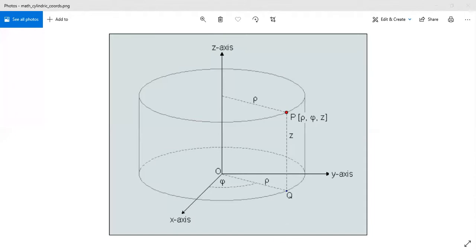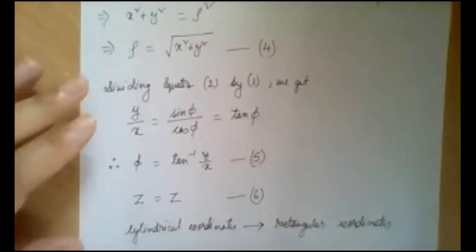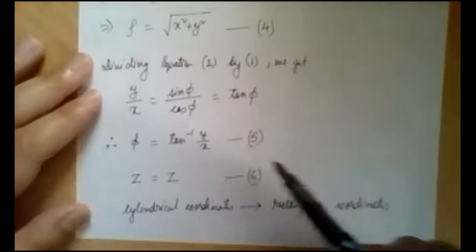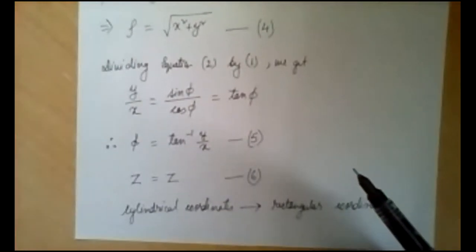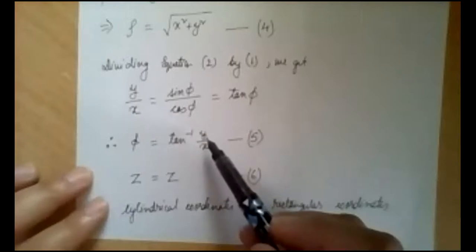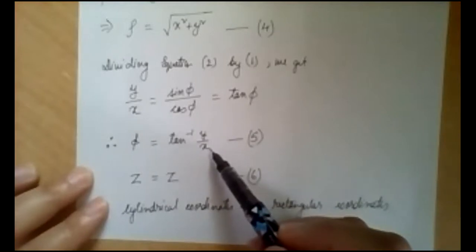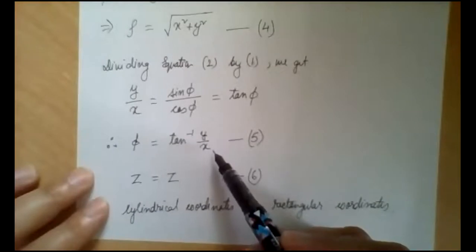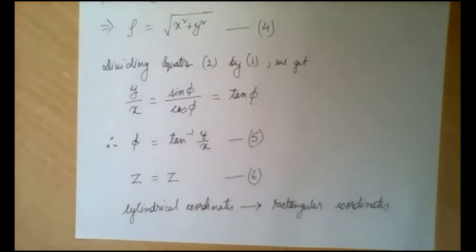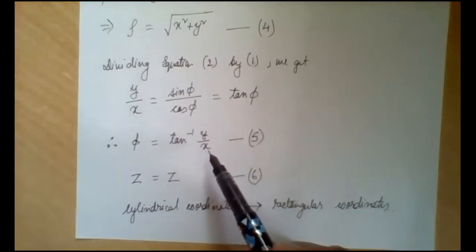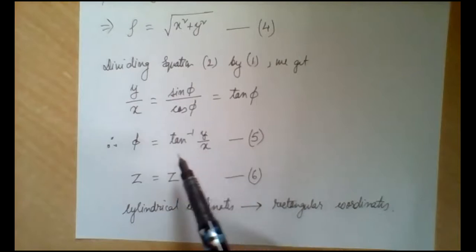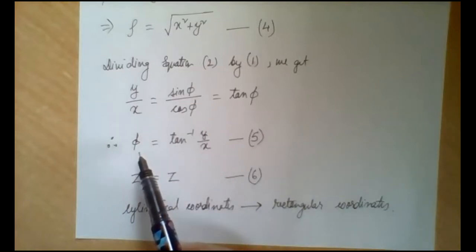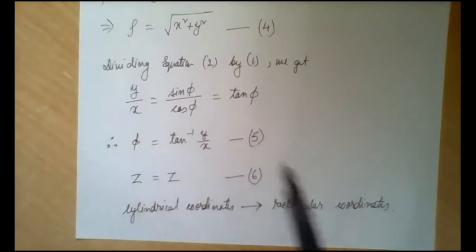So we can also see from here. For any point on the z-axis, y is 0 and x is 0. So phi will be tan inverse of 0 divided by 0, and 0 divided by 0 is indeterminate. If x and y are 0, the point lies on the z-axis. For such a point, the value of phi is indeterminate, and such points are called singular points of the transformation.